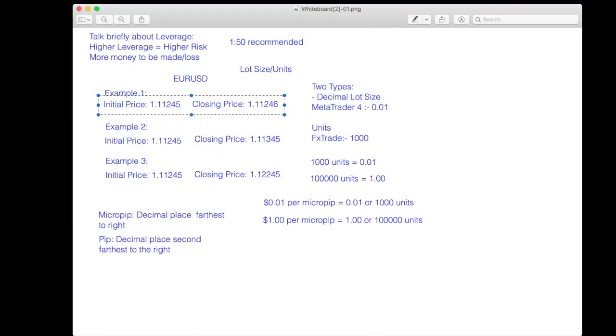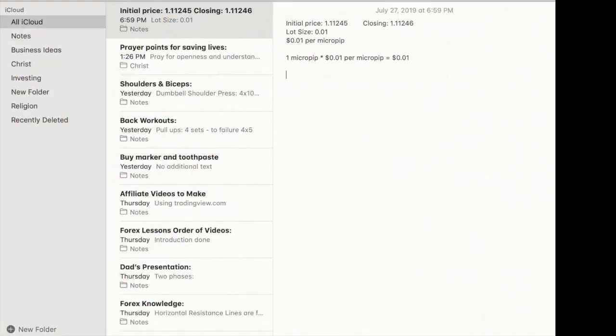But the other one is right here, where it actually went up in a differential of about 100 micropips. So you can just calculate that in notes. And that would be 100 micropips times 0.01 per micropip, right? And that'll just be $1. That's 100 cents, which is just $1. It's basically $1, all right?